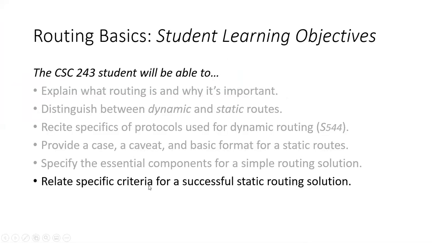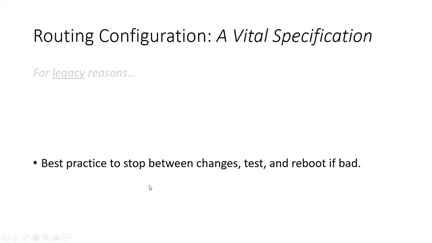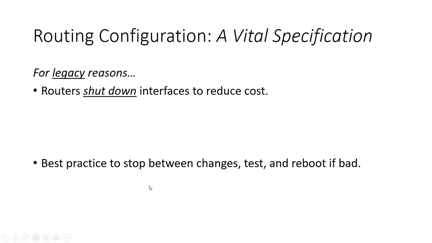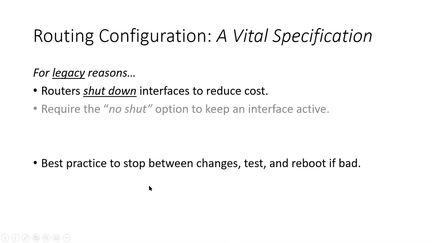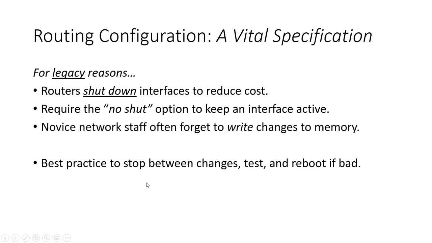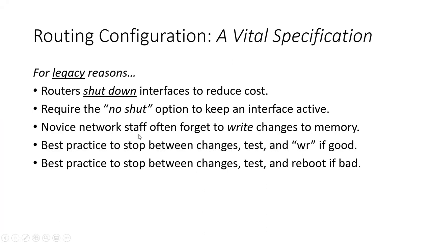Okay, so for legacy reasons, routers shut down interfaces to reduce cost. That means you have to use a no shut command. Basically, novice network staff forget to write changes to memory. Another thing that happens is that even if people remember to use the no shut command, you'll start developing your solution, you'll include the routes, and it won't work. Why? Because the link between the two has powered off. That's where the no shut command comes in.